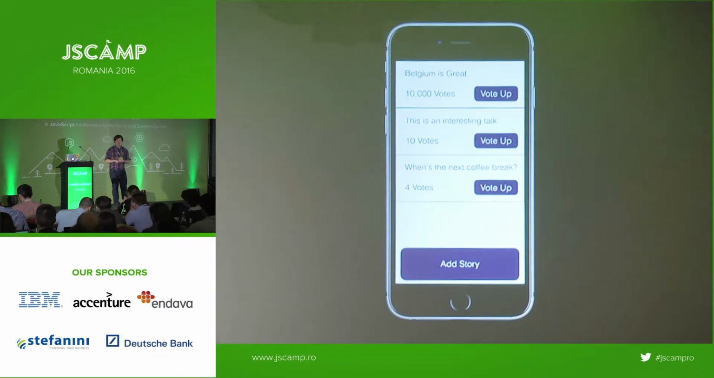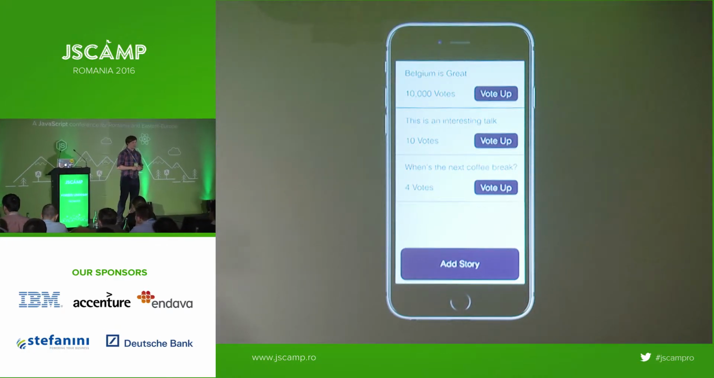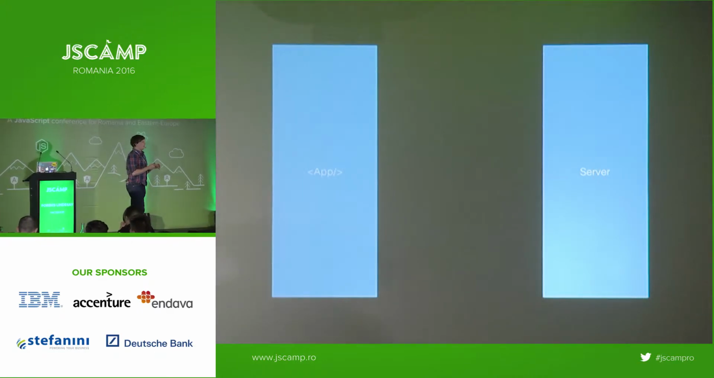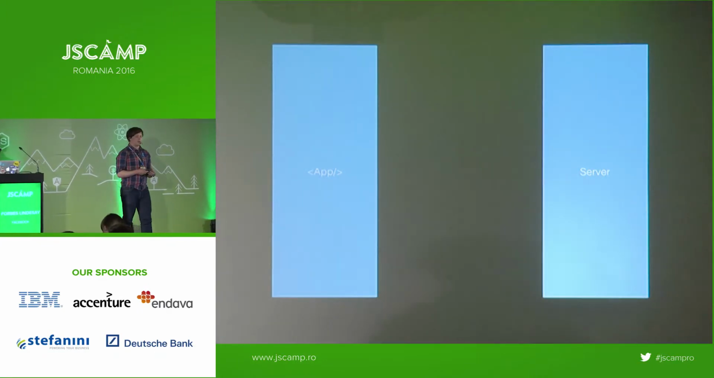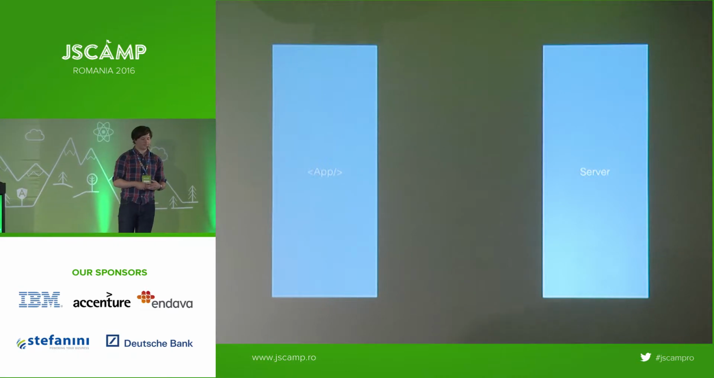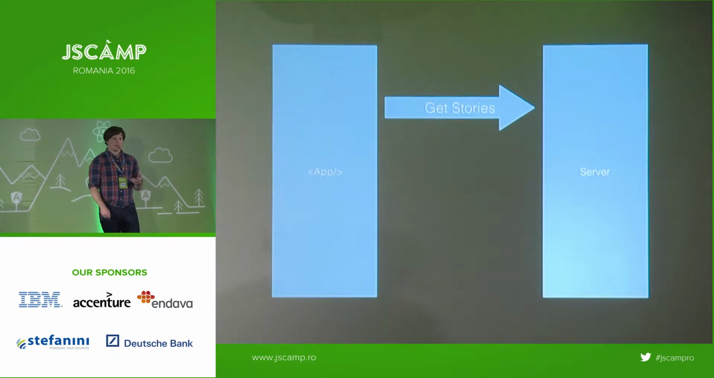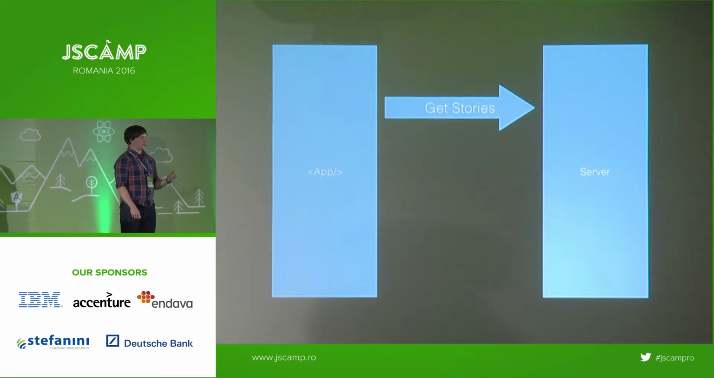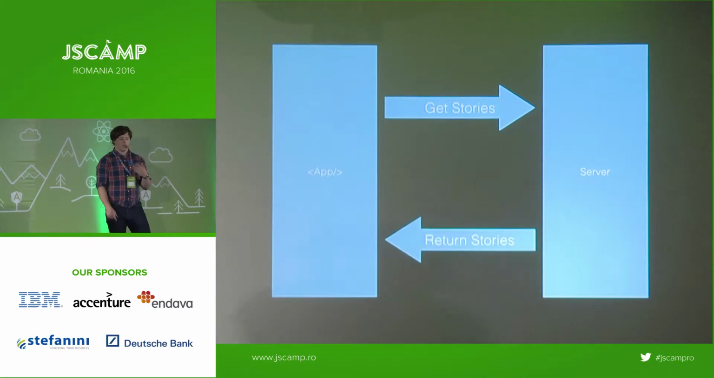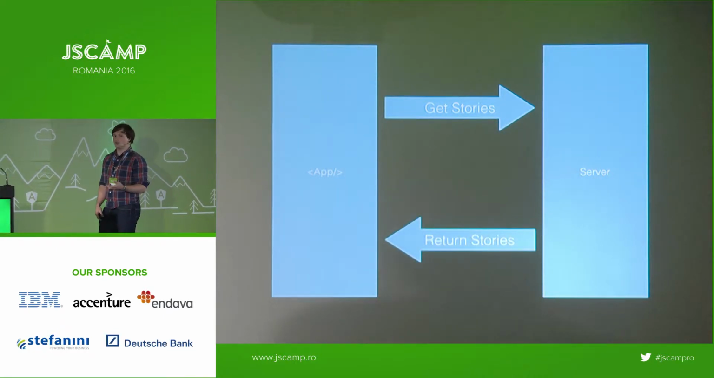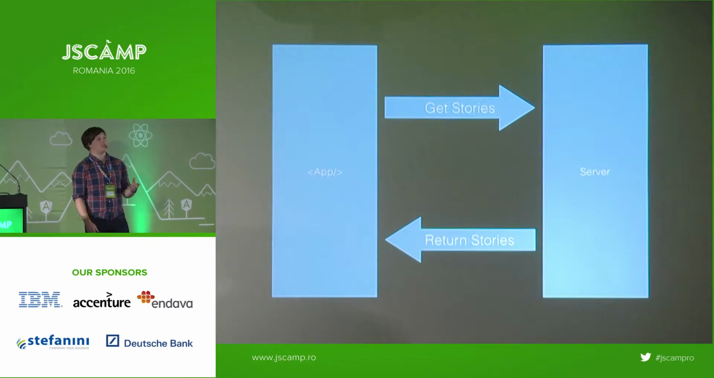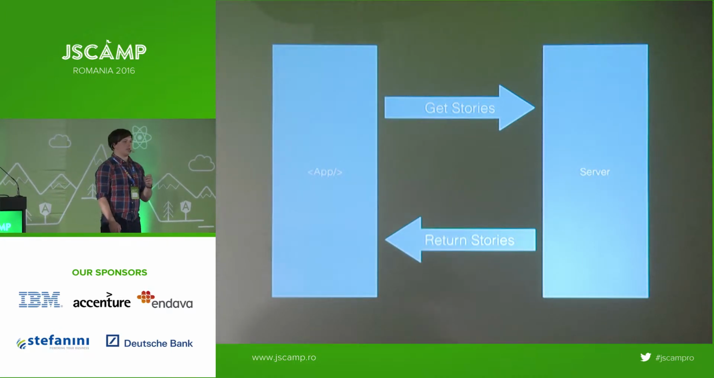So let's consider a kind of social networking type app. You can post stories to it, and you can vote up those stories. And then the stories appear in the order that they're voted in. Let's consider what the data flow might look like for that app when it's initially rendering. So in the simplest case, our app requests a list of stories to display, and the server returns that list of stories, along with all of the data needed to render those stories to the page.